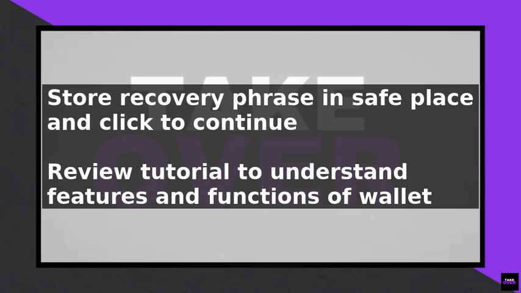Finally, you can start using your Bitcoin.com wallet to send and receive Bitcoin and other cryptocurrencies. Make sure to only send funds to trusted recipients and to always verify the recipient's address before sending. By following these steps, you can easily download and install the Bitcoin.com wallet on your mobile device and start using it to manage your cryptocurrencies. Remember to always prioritize security and store your recovery phrase and password in a safe place.